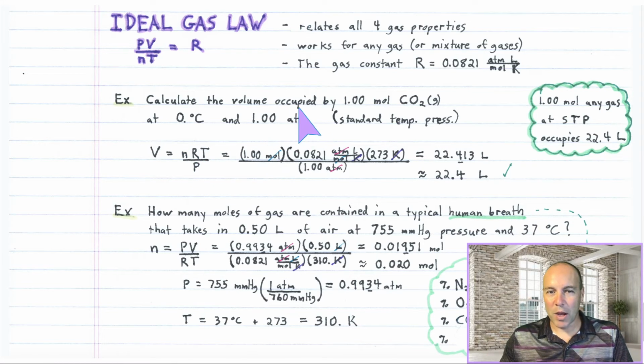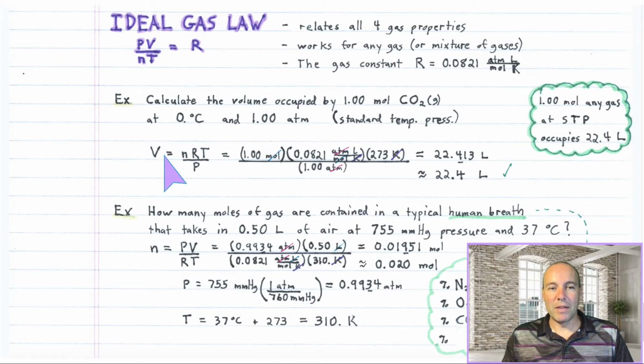So it looks like your pressure is in the correct units, but your temperature has to be in Kelvin. So 0 Celsius, convert it to Kelvin, that's 273 Kelvin. It's very simple to get from Celsius to Kelvin. You just add 273. So when we plug in the temperature, we're going to plug in the Kelvin temperature.